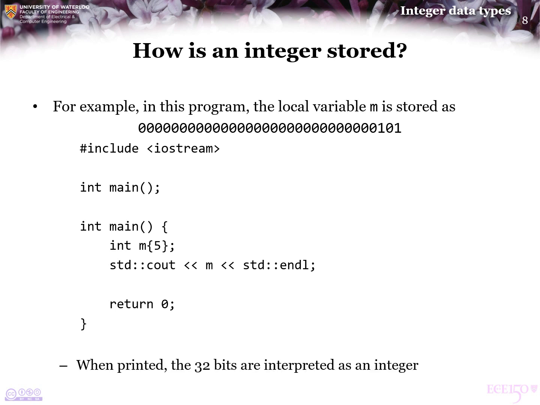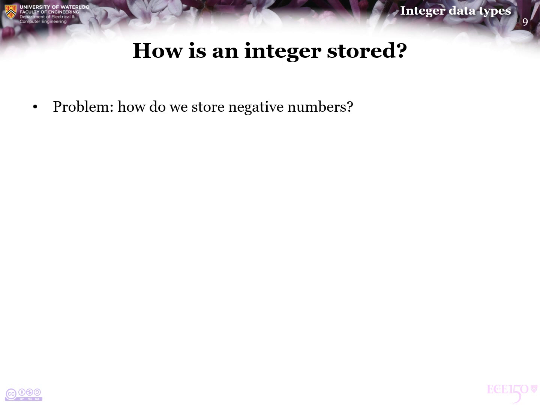Now it's important to remember, cout interprets the 32 bits and then prints them as a decimal number when the 5 is printed to the screen. Now we have an interesting problem. How do we store negative numbers? Well, we have to store either a plus or a minus.